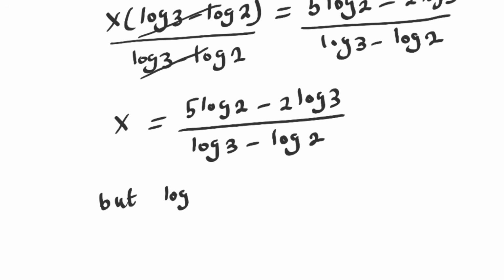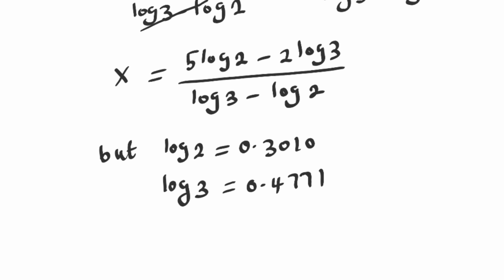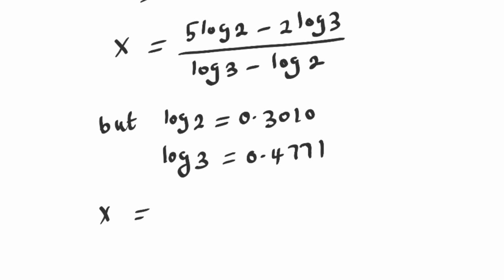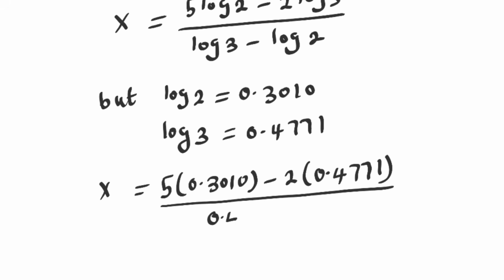But log 2 is equal to 0.3010 and log 3 is equal to 0.4771. x is equal to 5 bracket 0.3010 minus 2 bracket 0.4771 over 0.4771 minus 0.3010.